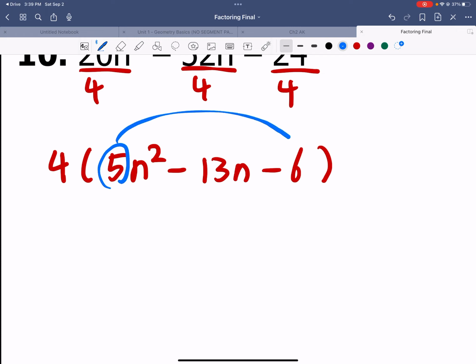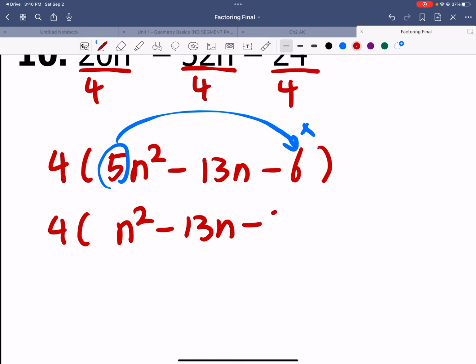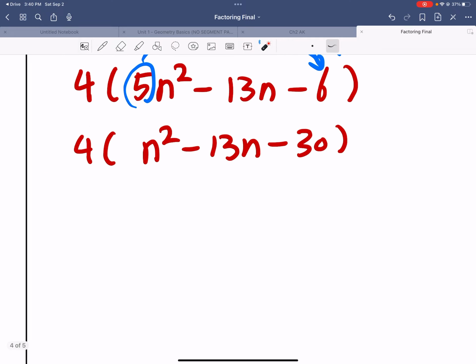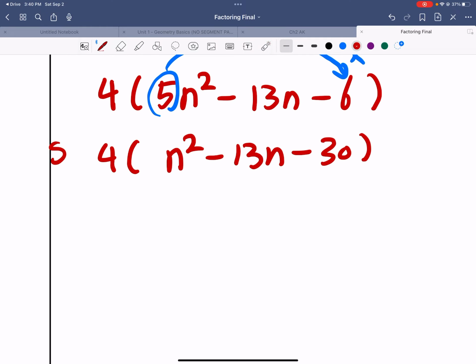So let's move. If you have something in GCF inside a parenthesis, that means you might want to do GCF again. So let's multiply. So 4n squared minus 13n minus 30. Do you see this 4 keeps following us? So keep that in mind. Oh, by the way, that's step 1.